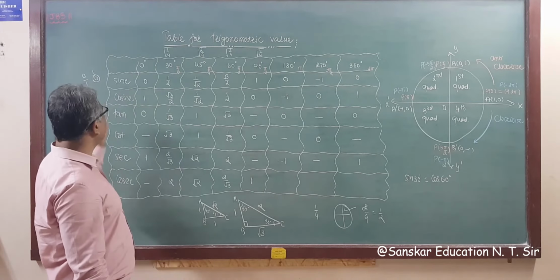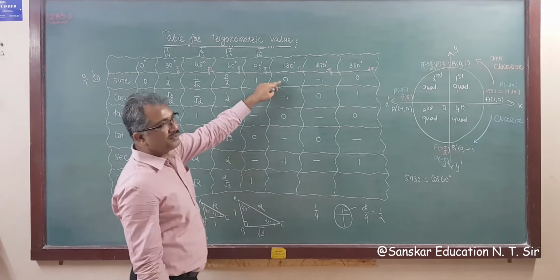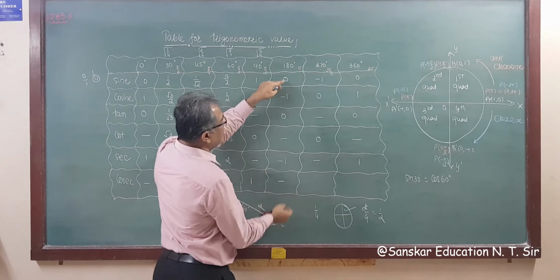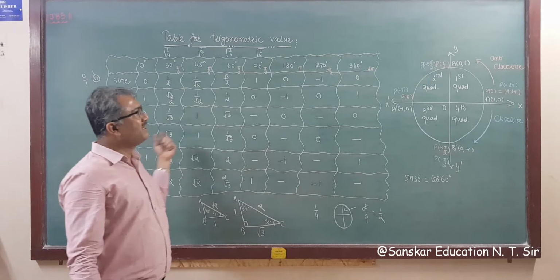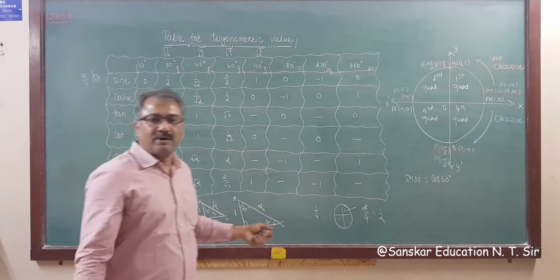And cosec is the reciprocal of sine. So reciprocal of sine, that is 1 upon 0, undefined. This is minus 1 and this is undefined. So these are the important values you are going to use.